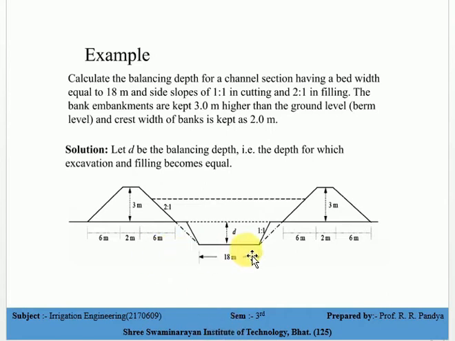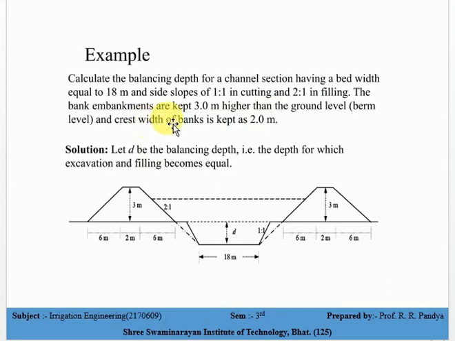So the side slope here is 1 to 1. We see that the cutting side slope is steeper than the filling side slope. That's why here the cutting side slope is 1 to 1. It is much steeper than 2 to 1, right? So 2 horizontal, then 1 vertical.